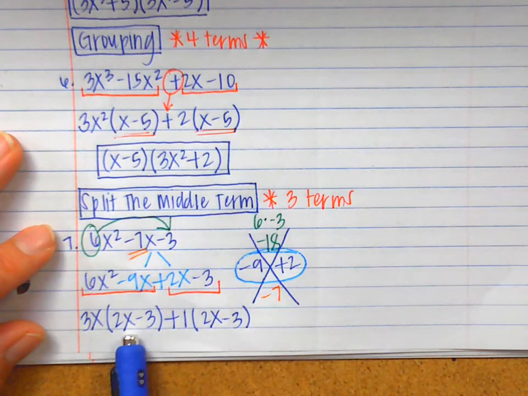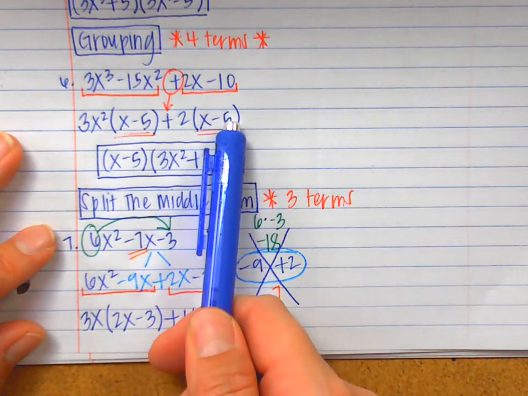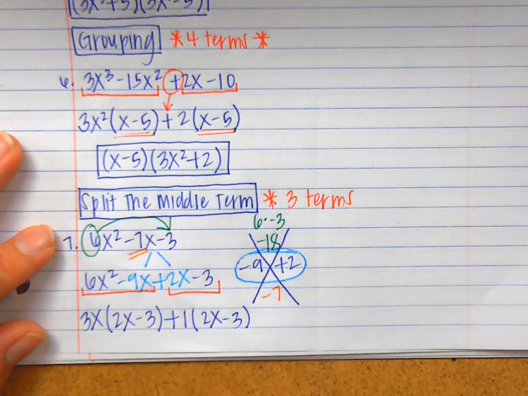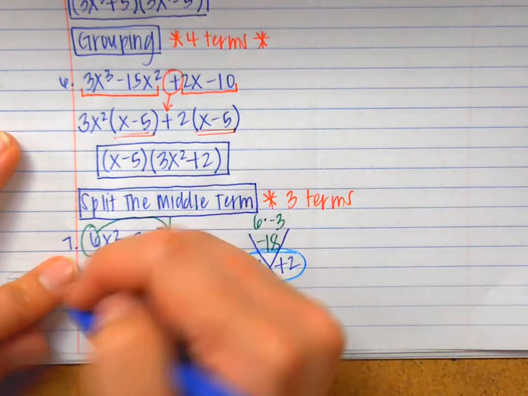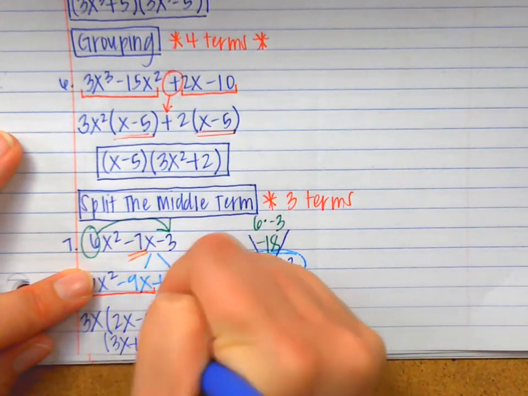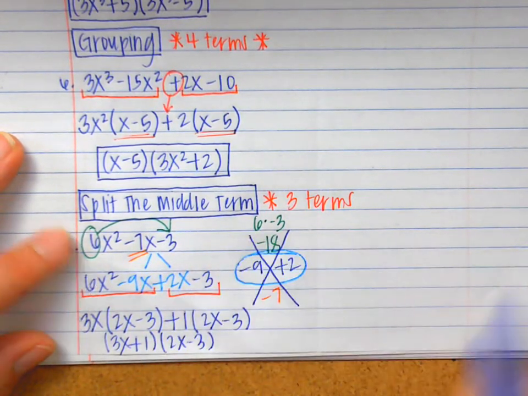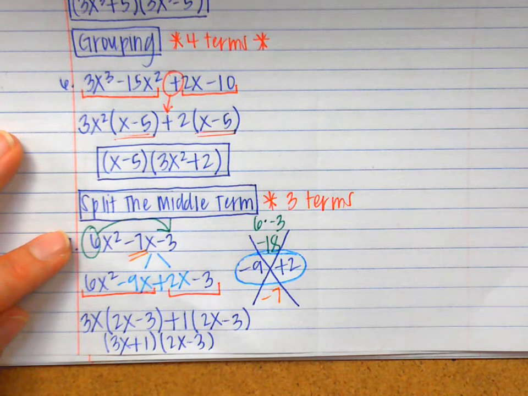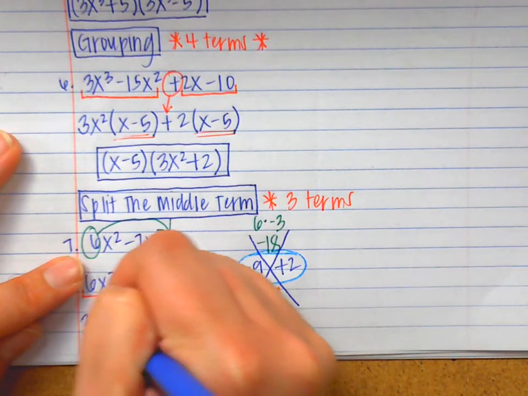And if you notice, just like up here, that x minus 5 and x minus 5 were the same. 2x minus 3 and 2x minus 3 are the same. So we can write it as 3x plus 1 times 2x minus 3. If you wrote it as 2x minus 3 times 3x plus 1, same thing.